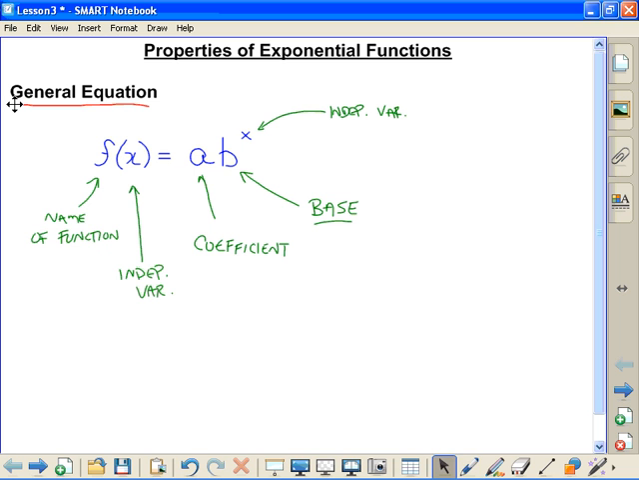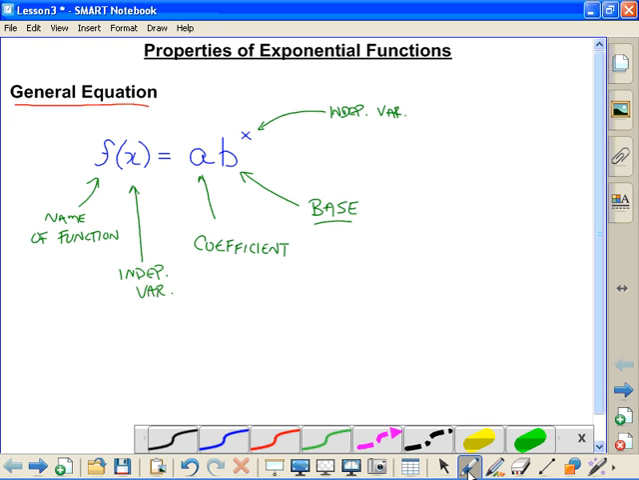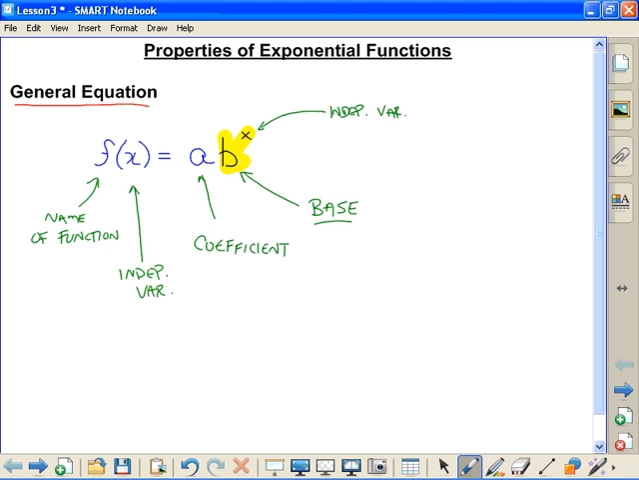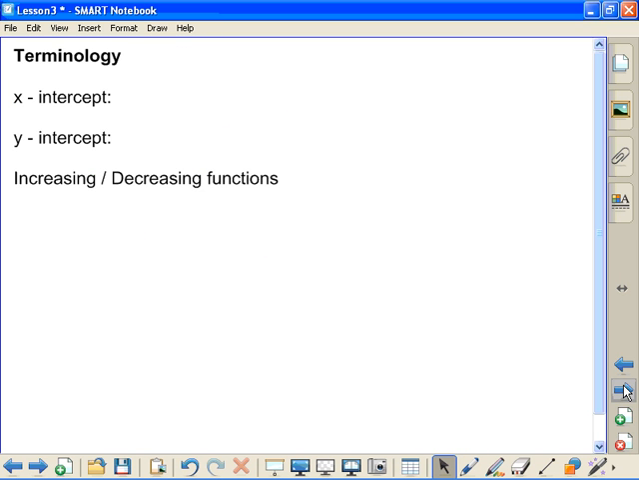And again, just as a reminder, that exponent x only applies to the base here. All right, so the b and the x go together. It's really then being multiplied by the a value afterwards. Some terminology in order to be able to go through and do the investigation successfully.